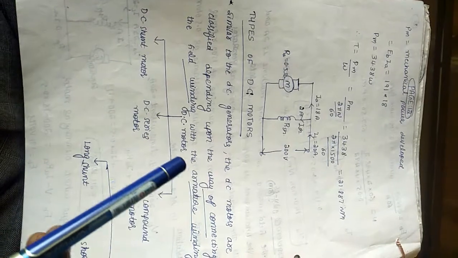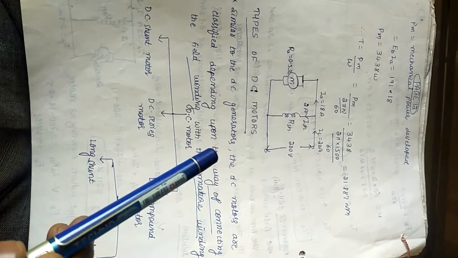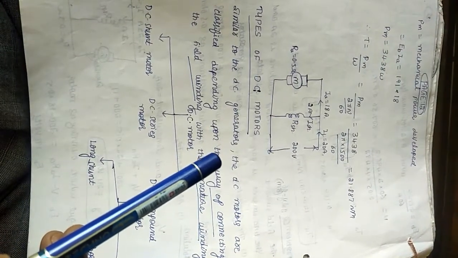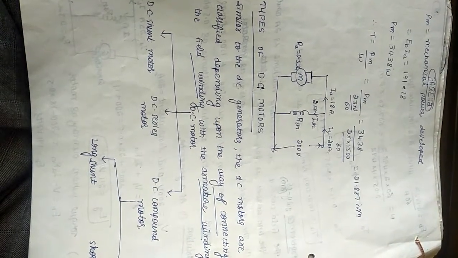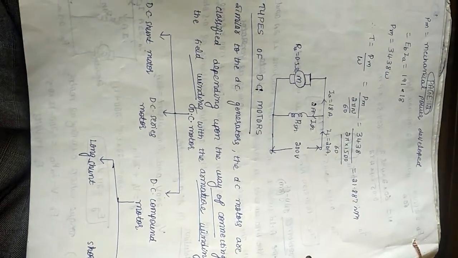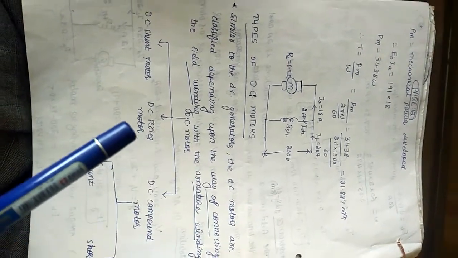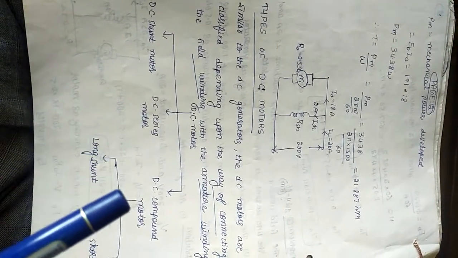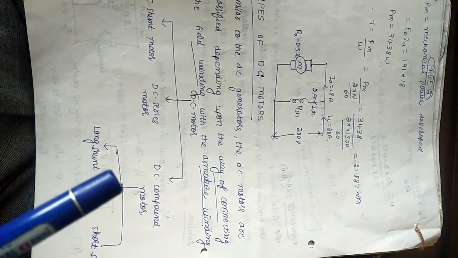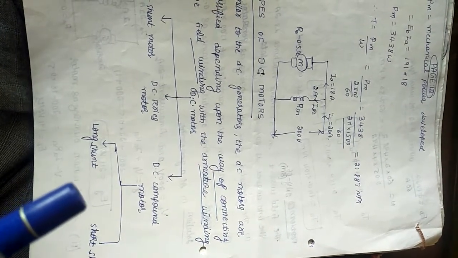In today's class, I am going to discuss types of DC motor. As you all know, similar to DC generators, the DC motors are classified depending on the way of connecting the field winding with the armature winding. So DC motors are mainly classified into three types: DC shunt motor, DC series motor, and DC compound motor. The DC compound motor is further classified into two types: long shunt compound motor and short shunt compound motor.